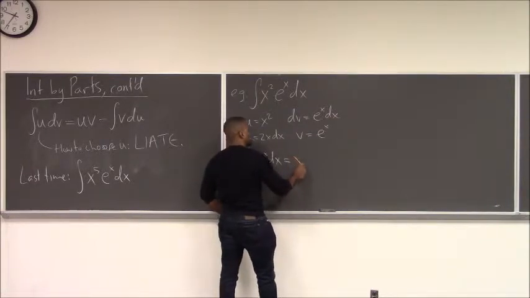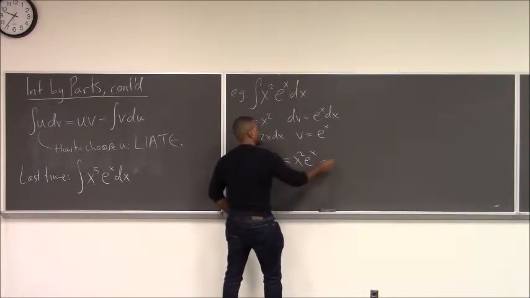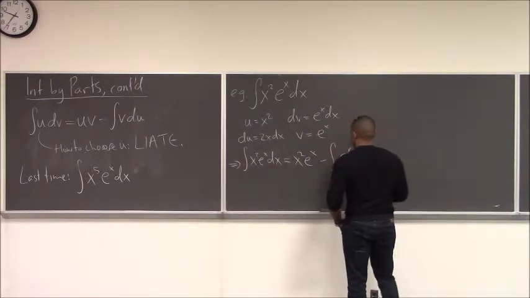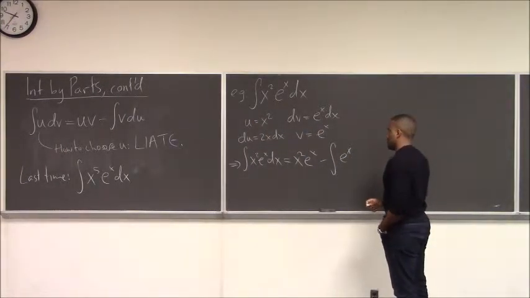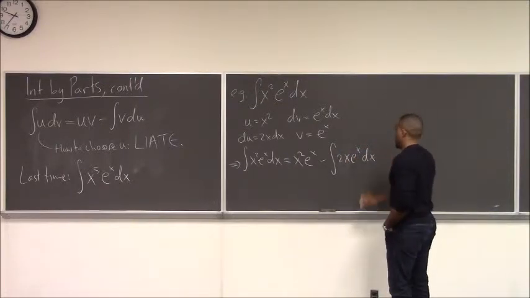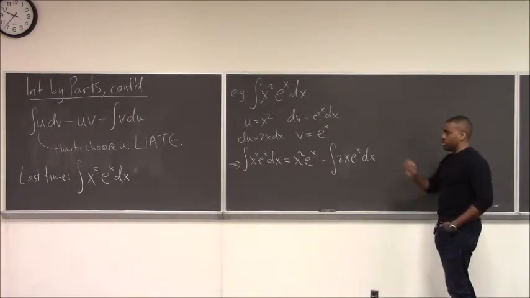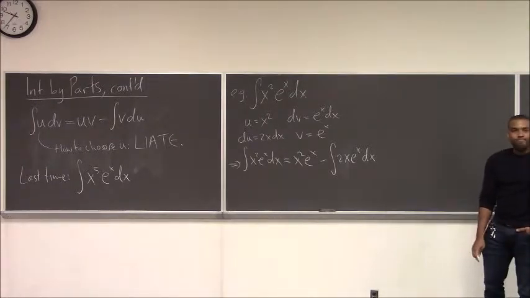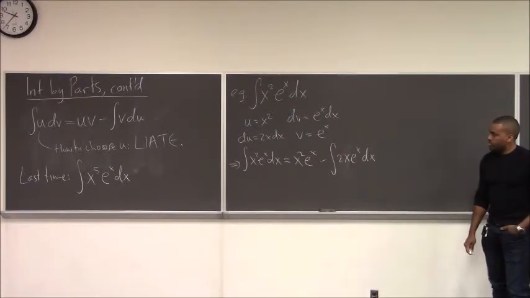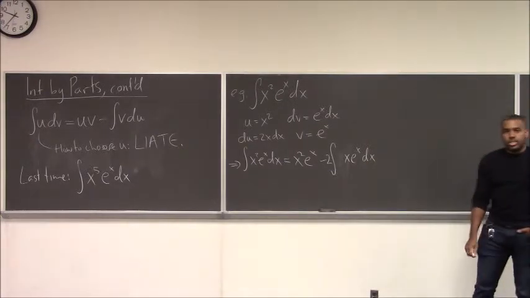So what do we end up with here? x squared times e to the x minus the integral of e to the x times 2x dx. So 2x e to the x dx. Okay. So as long as we can do this integral, we can find that integral. So how do we do this integral? Well, we can factor the 2 outside. So it doesn't matter. How do you integrate x e to the x?